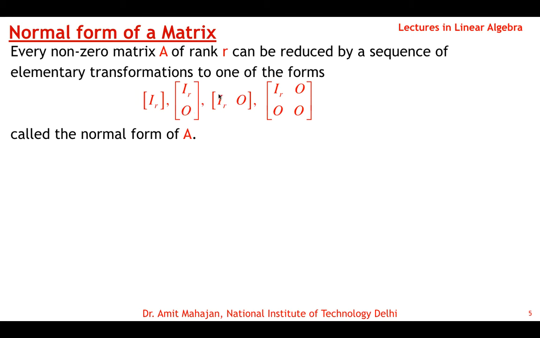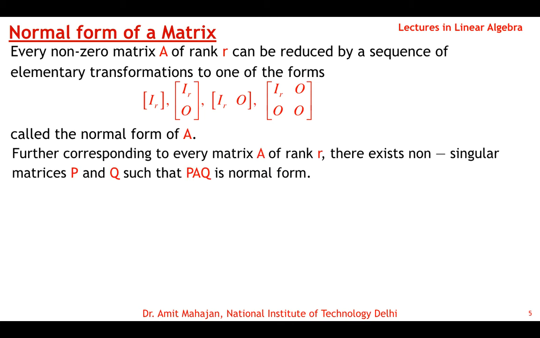Or an identity matrix of rank R with some columns of zeros. Here some rows of zeros are there, and here some columns of zeros are there, or an identity matrix of rank R with some columns of zeros and some rows of zeros. So this complete matrix consists of a portion of an R-size identity matrix and some zeros, where these zeros are actually zero matrices of different sizes depending upon the size of the original matrix. And if you obtain any one of the forms, the form is called the normal form of A.